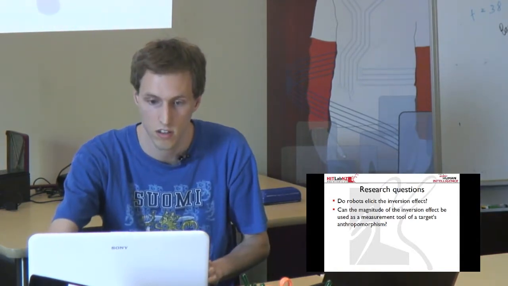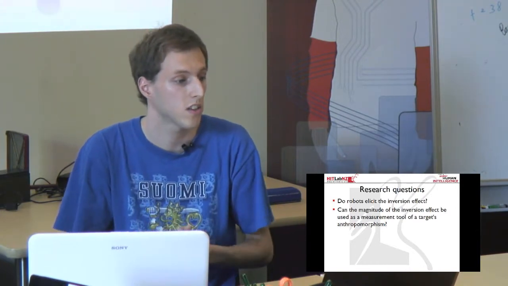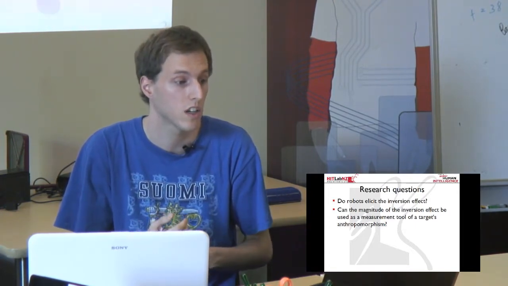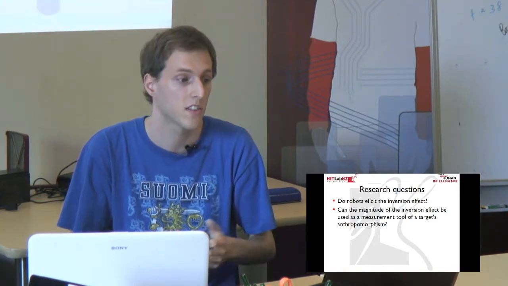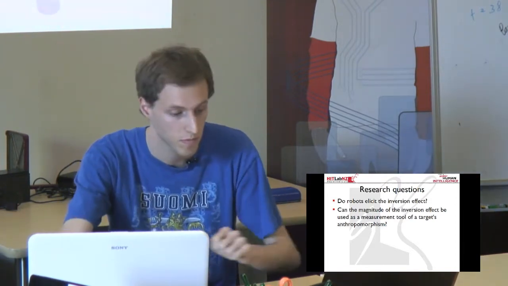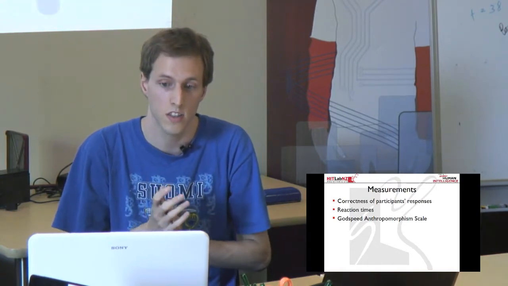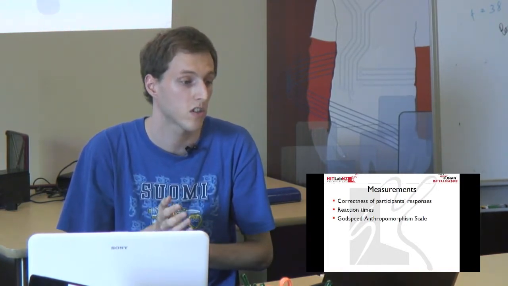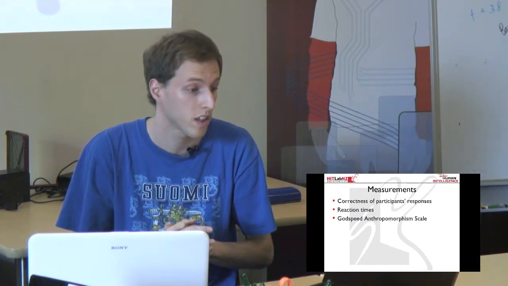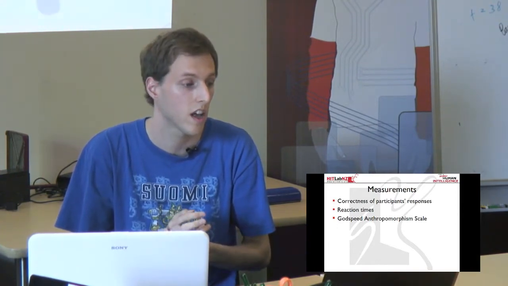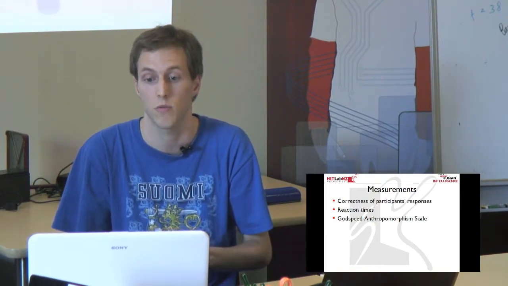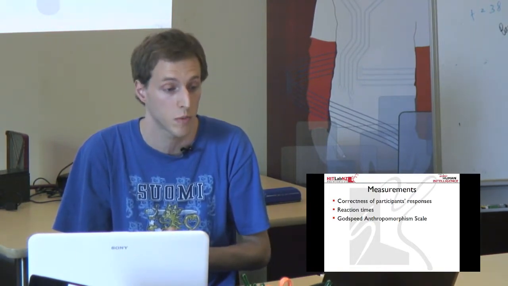In order to do that, we conducted a study, and two of the research questions which we posed are: are robots being processed configurally, and therefore do robots elicit the inversion effect? And second, can the magnitude of the inversion effect be used as a measurement tool of a target's anthropomorphism? In order to answer our questions, we measured the correctness of participants' responses and their reaction times up to the millisecond precision. We used the ePrime software for that. And finally, we used a validated Godspeed anthropomorphism scale, which is another measurement tool, and it was necessary in order to establish the validity of our new measurement.